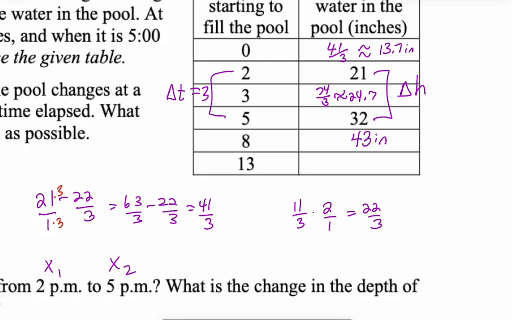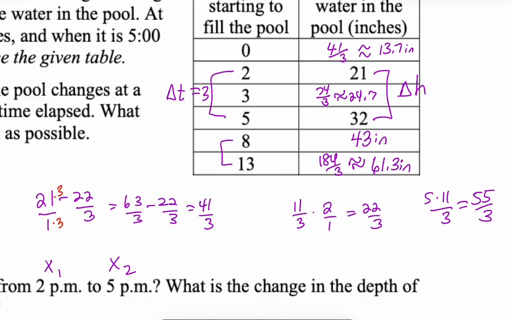Okay, so this goes up by 5. So that's 5 times 11 thirds. It has to go up by 55 thirds. So 13, 43 was where it left off, plus 55 thirds is 184 thirds, which is approximately 61.3 inches.